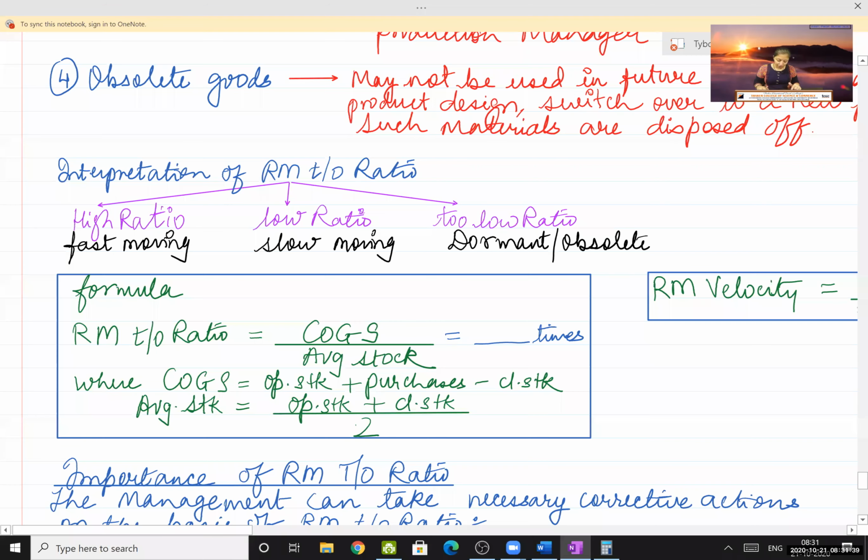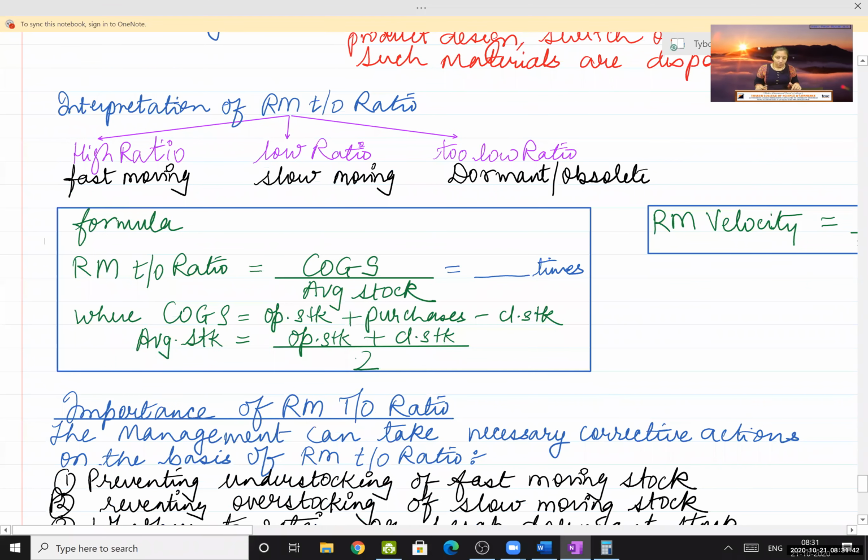Okay, write down the formula. This you all have done in your lower standards. Our material turnover ratio is COGS upon average stock. Whatever answer you get, that is in number of times. Say if my answer is 2, it means 2 times. Then what is COGS? Opening plus purchase minus closing. And what is average stock? Opening stock plus closing stock divided by 2.